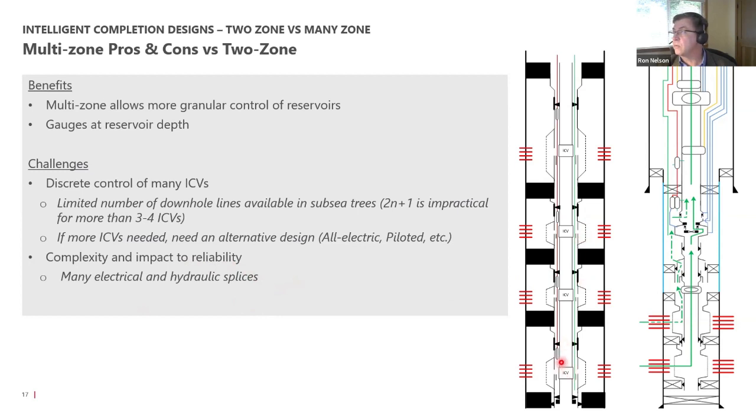Just for example, we were talking about the impact and the risk associated with splices on gauge systems. And all through here, there are many more splices on this system, all of which are going to detract from our reliability.